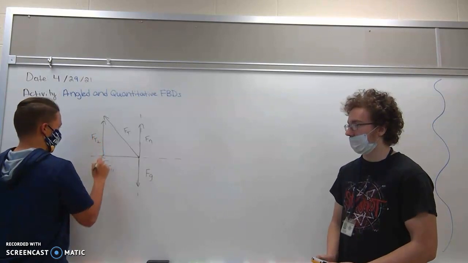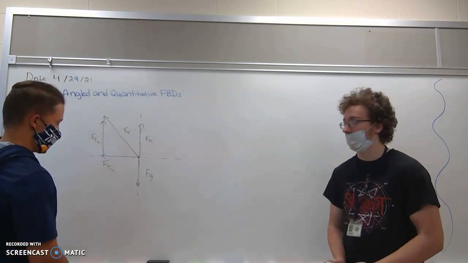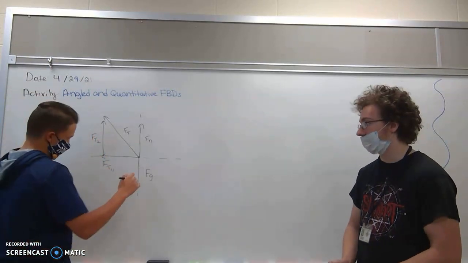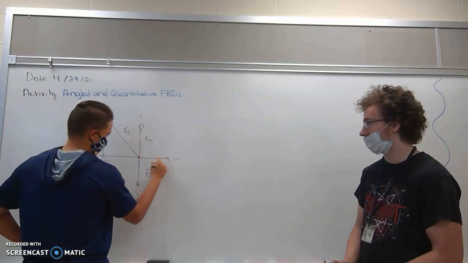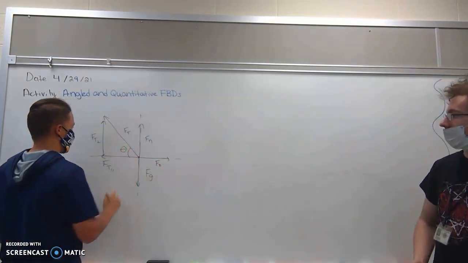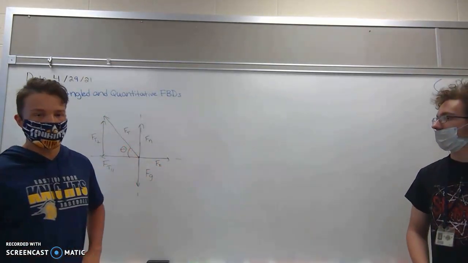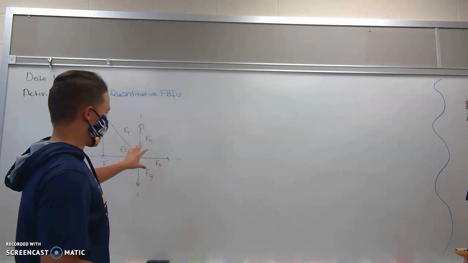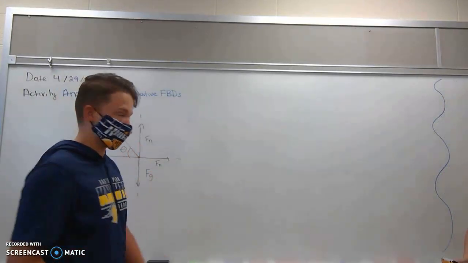And since this is a constant velocity problem, we have to make sure that our FBD is balanced. So we need the force of friction. All right, and make sure you have your theta in there because we are pulling at an angle. So now since we have our rough sketch done, we have to go to our final sketch.